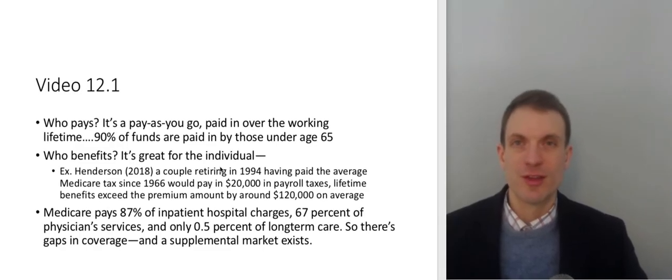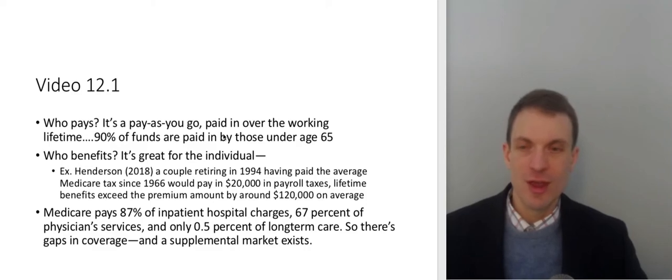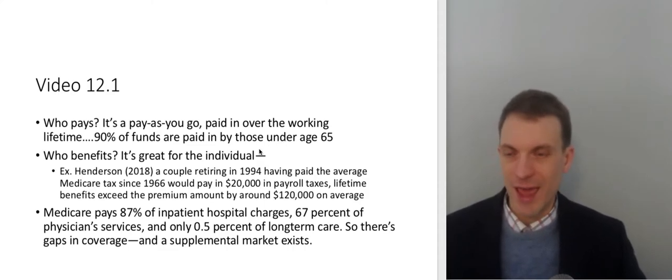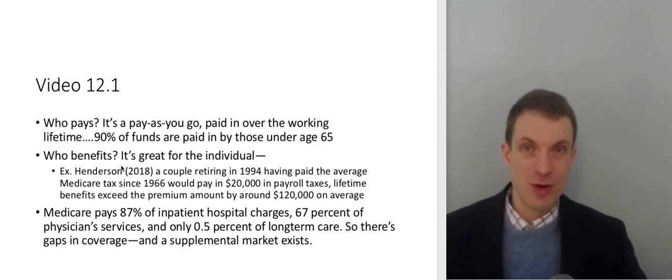One of the collection of questions we want to reflect on is who pays, who benefits, and how the system works. Who pays? It's a pay-as-you-go system, meaning that we're paying into Medicare over the working lifetime. In fact, something like 90% of the funds are paid in by those under age 65, which should be unsurprising because beyond age 65, people tend not to work with as high an intensity as they did earlier on.